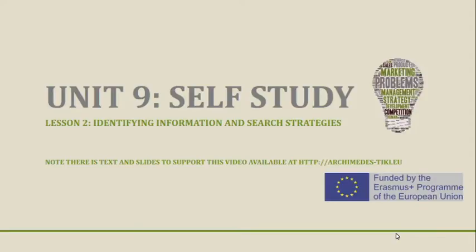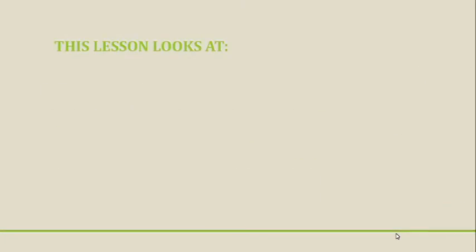Unit 9, Lesson 2, Identifying Information and Search Strategies. This is part of Stage 6 in the PBL process, self-study. This lesson will look at potential sources of information, search strategies, potential sources of information.